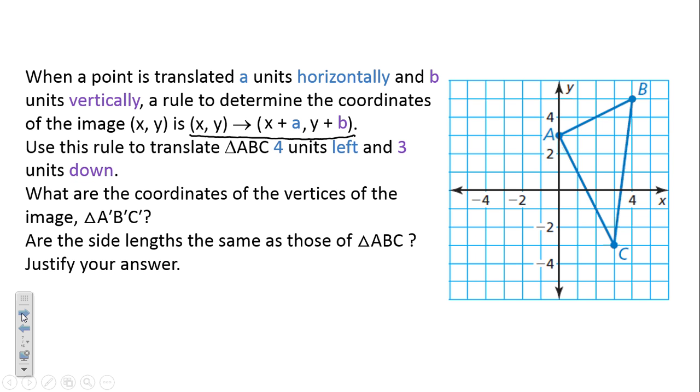So start with point A and move point A 4 units left and 3 units down. Put a dot there and call that A prime. A prime is an A with an accent mark, like a half a quote. So you're moving it 4 units left, 3 units down, putting a dot there and calling that A prime.